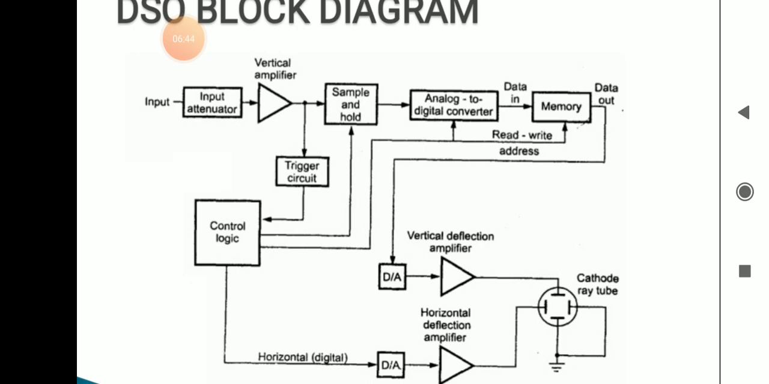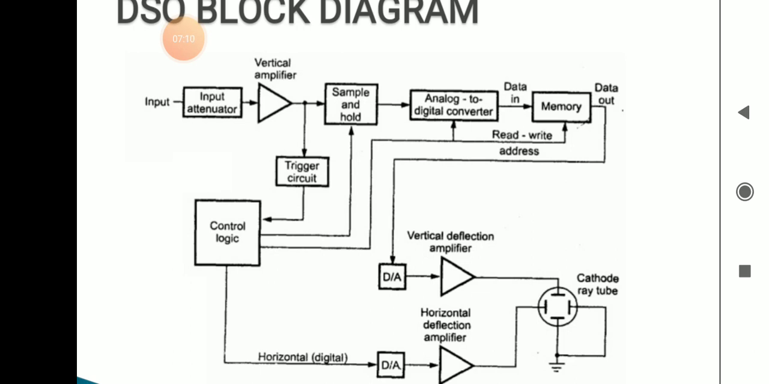As the analog signal is sampled at suitable rates, the data are readable or writable in the memory at an address. Once the signal is stored, required manipulation can be done. So this is the working operation or the block diagram of DSO.